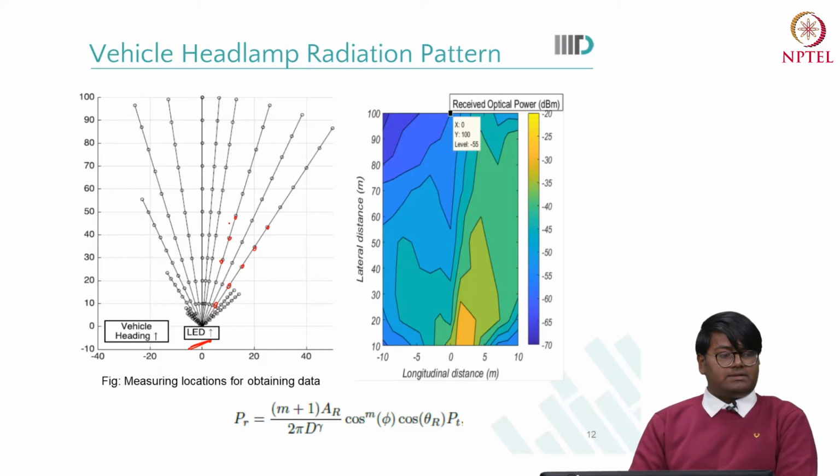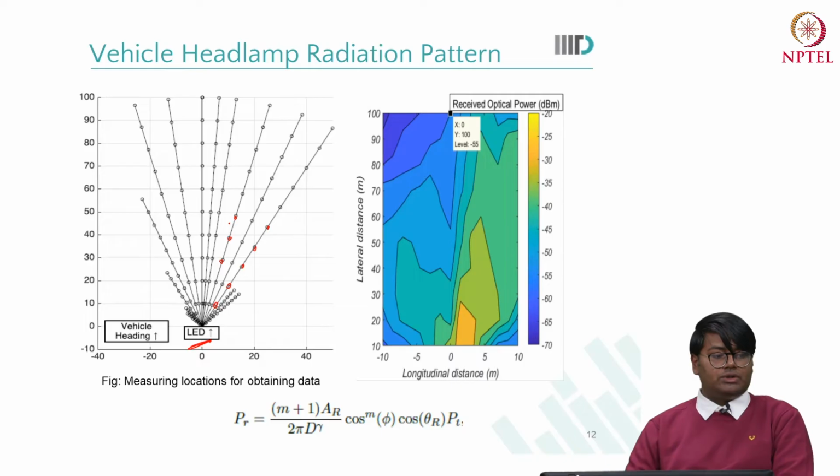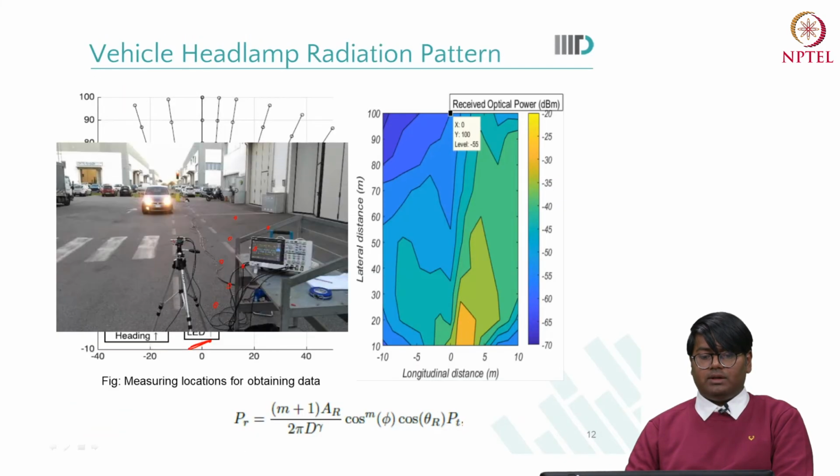The optical powers which are measured at the different locations, this data is fed to MATLAB. This is basically the experimental setup which is used for getting this vehicle headlamp radiation pattern. As you can see in this experimental setup, we measure the optical received power at the different locations. In that way, we obtain a realistic radiation pattern from a car headlamp.